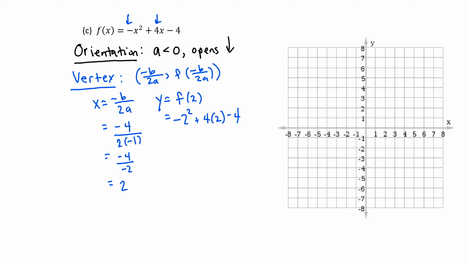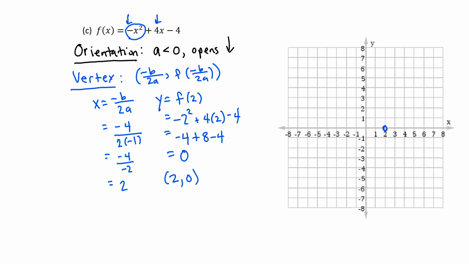Now, do be careful on this one. From the original first term, the exponent only works on the x. It does not square the negative. So this means we have the opposite of 2 squared, or -4. -4 plus 8 minus 4. Looks like we end up with 0 for our y value. The vertex then has ordered pair (2, 0).